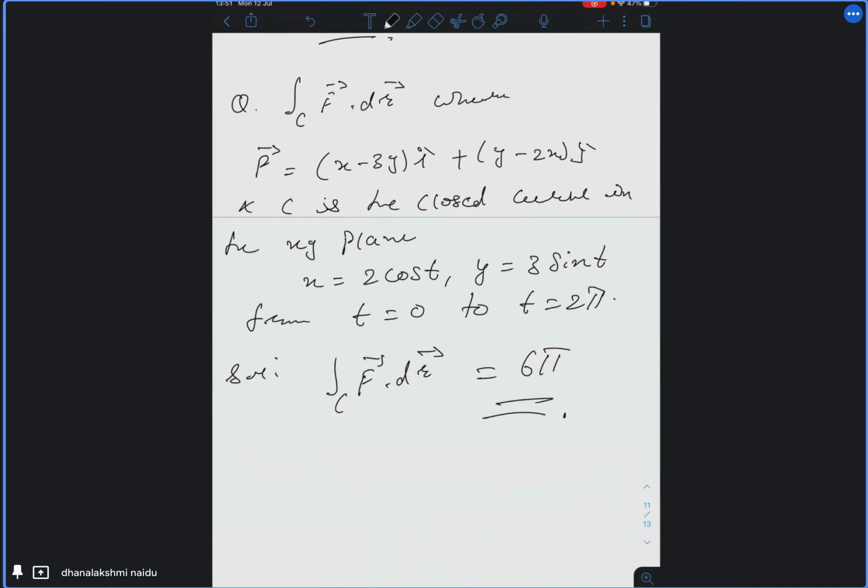Similarly, they may ask you to find the work done by a moving particle from one point to the other point. You can find the work done accordingly. So this is all about the line integral. In tomorrow's class, we'll go for surface integrals. That's it for today. If you have any doubt, you can ask. Otherwise, I'll take the attendance.